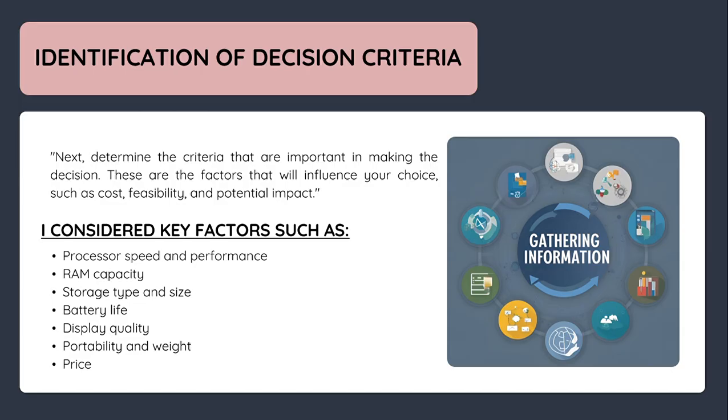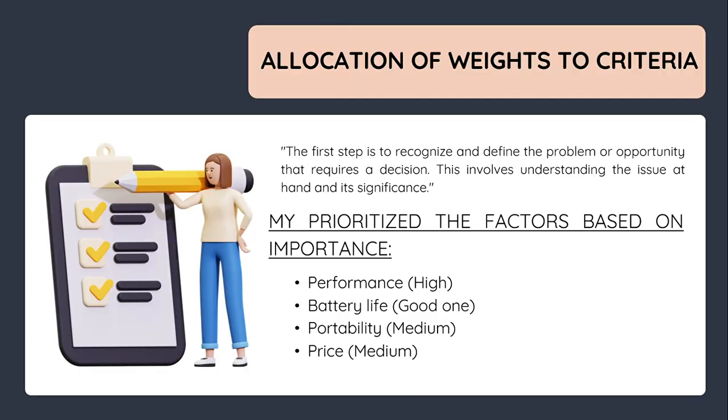The second step is identification of the decision criteria. Next is determining the criteria that are important in making the decision. These are the factors that will influence the choice, such as the cost and the potential impacts. I considered key factors such as processor speed and performance, RAM capacity, storage type and size, battery life, display quality, portability and weight, and the price.